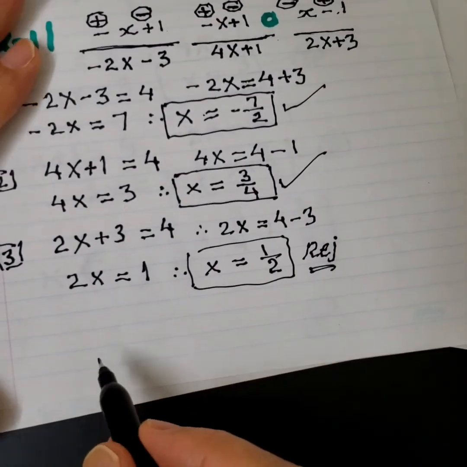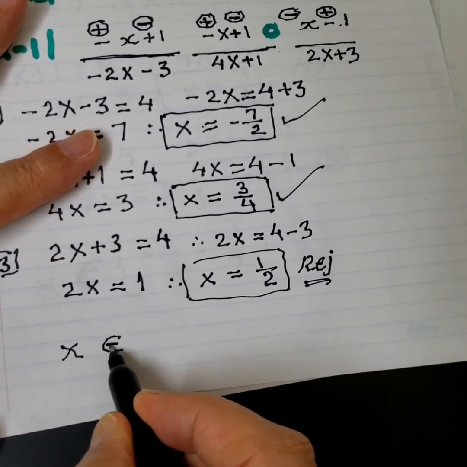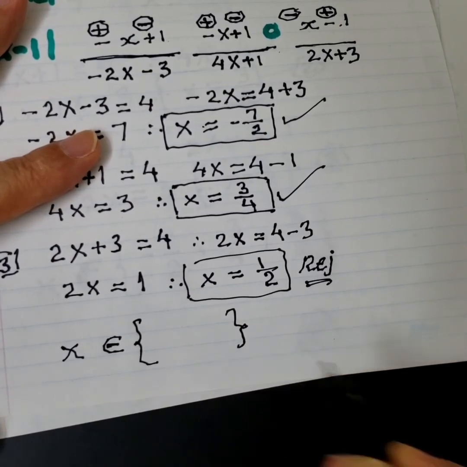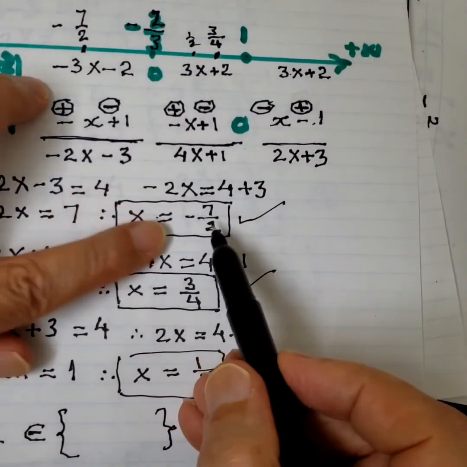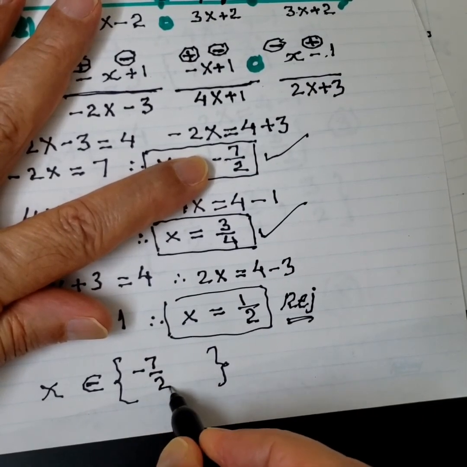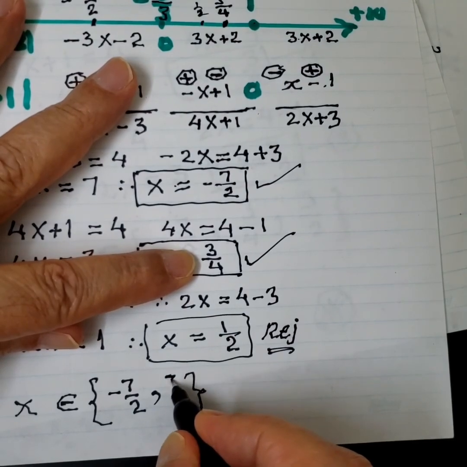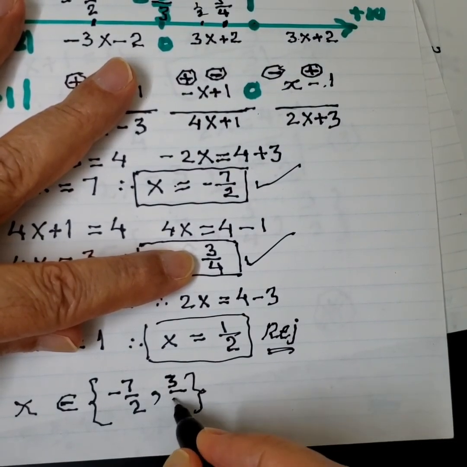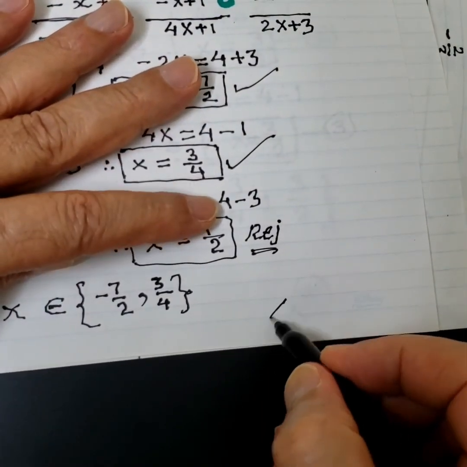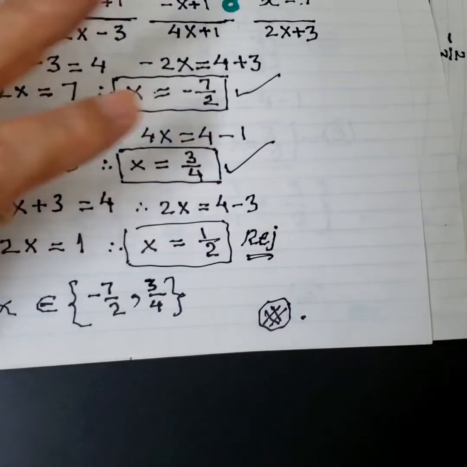We write here x belongs to the set consisting of two elements. The first element is negative 7 over 2. The other element is 3 over 4. And that is the answer. So the solution is done. And we finished. Okay?